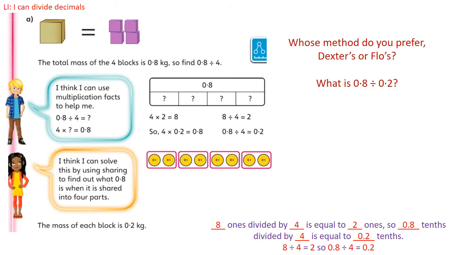So here we've drawn out the problem again. We've also worked out that the calculation we need to do is 0.8 divided by 4. Now this bar looks familiar, doesn't it? So this chap is saying, I think I can use multiplication facts to help me. 0.8 divided by 4 equals something. So 4 times something equals 0.8.